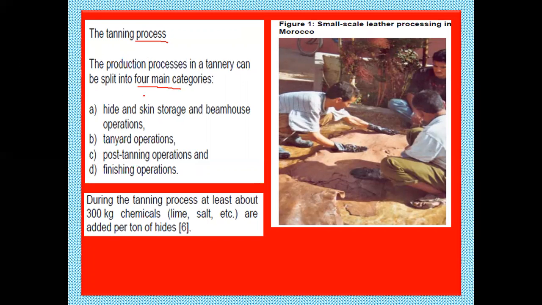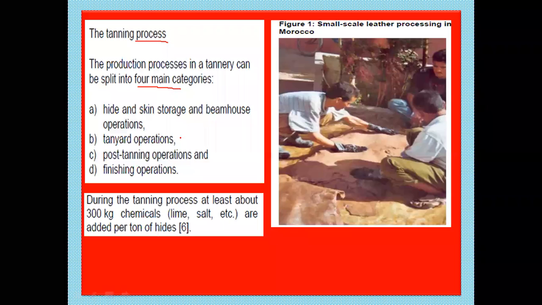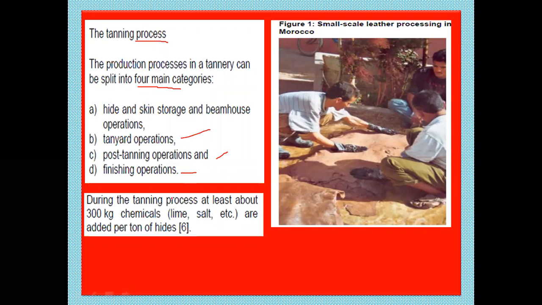Then what are the main categories here? I have less time. What are the 4 main categories? Hide and skin storage and beam house operations, tan yard operations, post tanning operations, finishing operations. So during the tanning process, at least 300 kg of chemicals are added per ton of hide. That is, for one ton of hide, 1000 kgs of hide, we are adding 300 kgs of chemicals, that is lime, salt, etc. Okay?